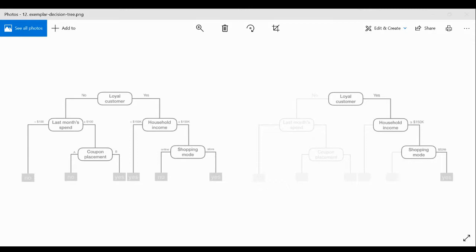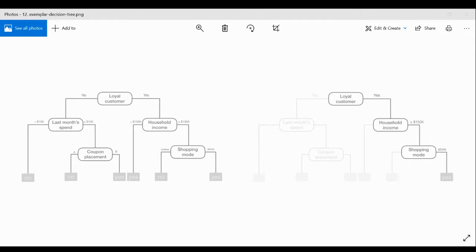So that's the idea behind how a decision tree works visually. It represents the process of the algorithm making a prediction by these step-by-step splits. Notice that the first variable is a qualitative one. Are they a loyal customer, yes or no? The next couple in the split are quantitative. Last month's spending and household income are given numerically. But also notice that shopping mode is qualitative. It's online or in store.